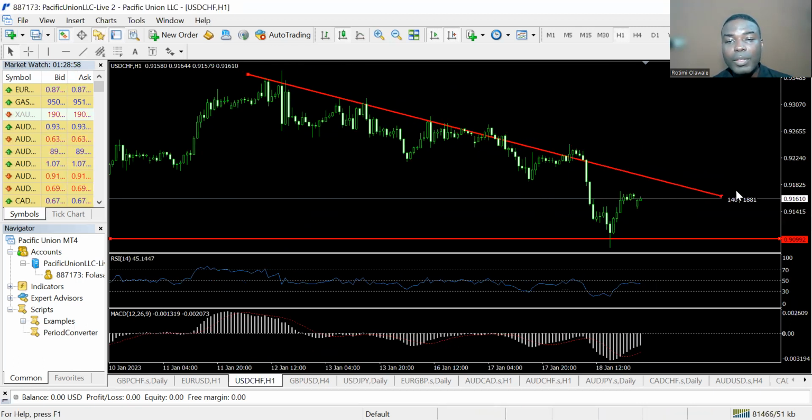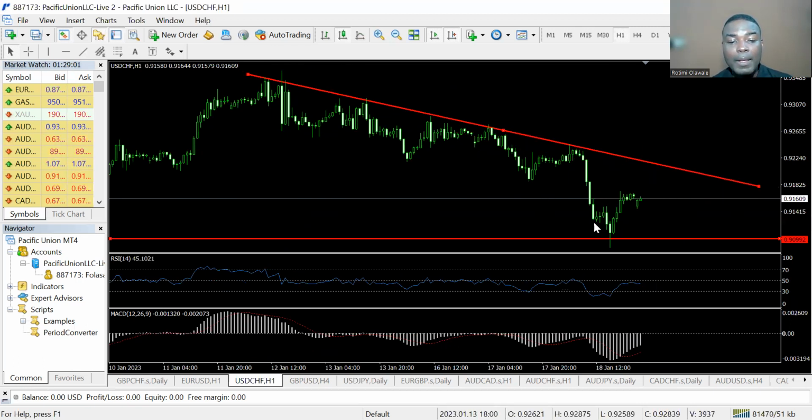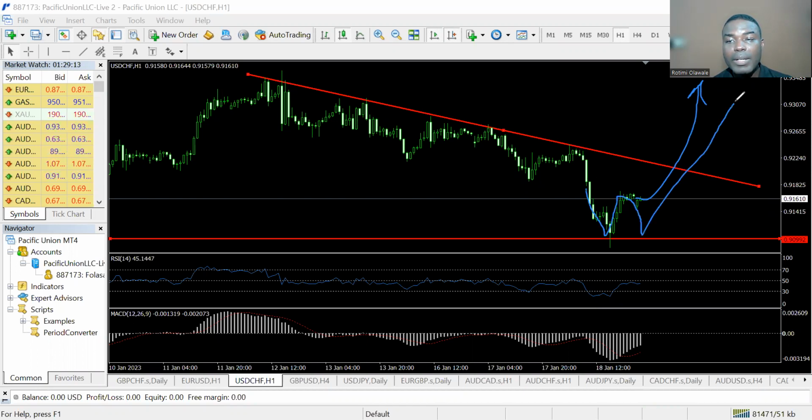So I can go ahead and draw my trend line, and now there are two possibilities here. Price could just go right up and break out, because I'm actually bullish biased on this instrument, or it could form a double bottom and still break out. But ultimately, I'm expecting a bullish breakout on USDCHF. All right, so that's the analysis on USDCHF. Let's go on to the next instruments that we have.